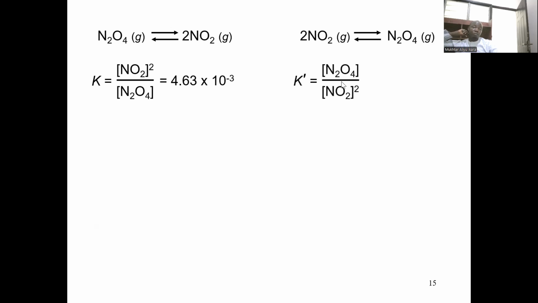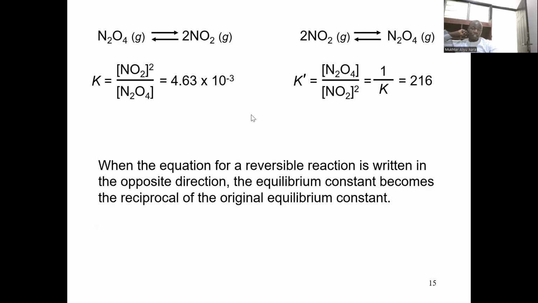Now this is another reaction. In this case, we have the nitrogen tetraoxide breaking down to produce this. Of course, from our previous table, we have this value of Kc. And this is another reaction, and at the same time we have this. This is the product and this is the reactant. If you look at this one and the second one, this one is the reciprocal of the first reaction.